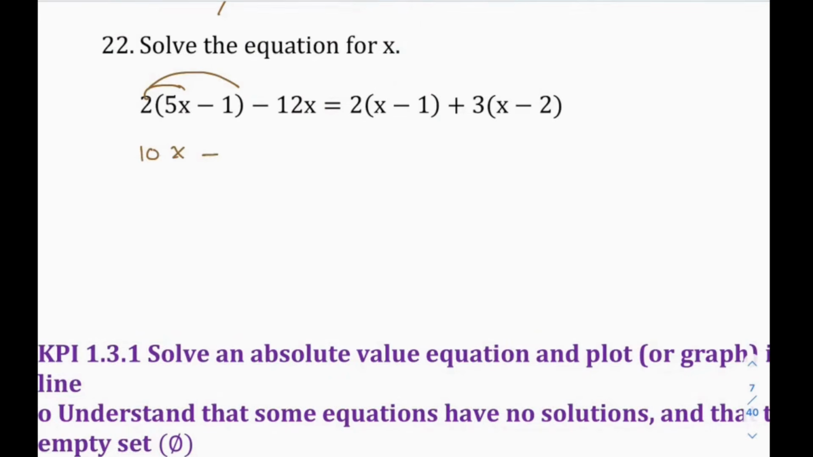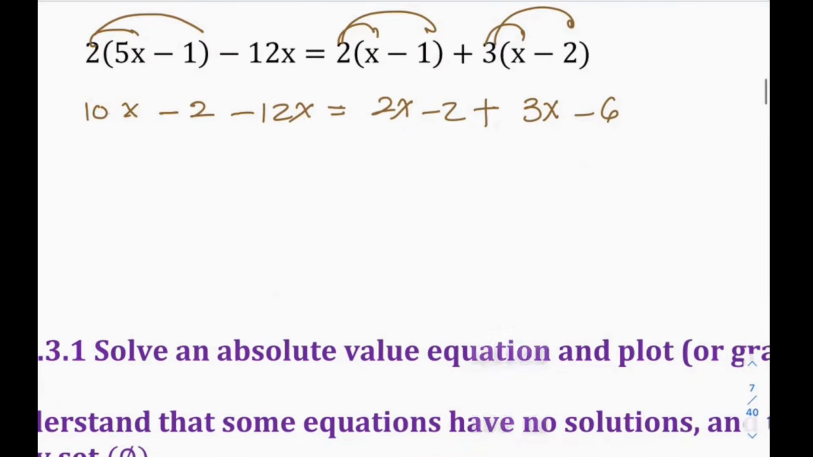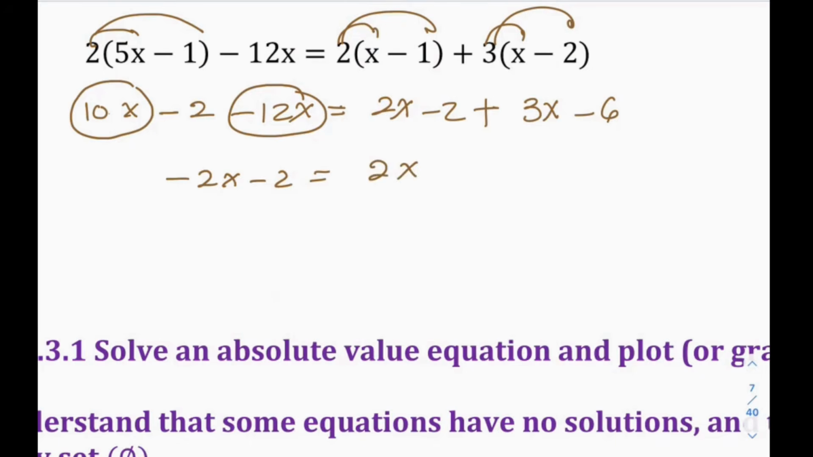Then x minus 2 minus 12x equals 2x minus 2 plus 3x minus 6. So we have here 10x minus 12x, negative 2x, equals 2x. You can simplify here as well. 3x plus 2x, 5x, because here we are adding this. And minus 2 minus 6 is minus 8. We make it easier or simpler as much as we can.